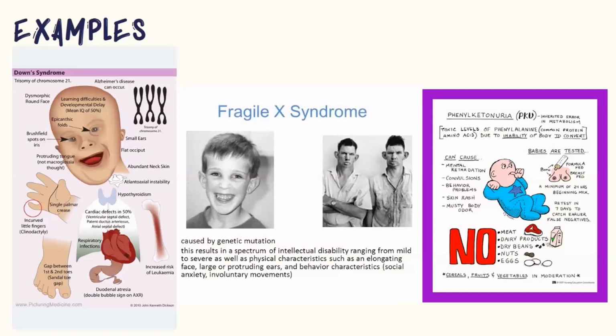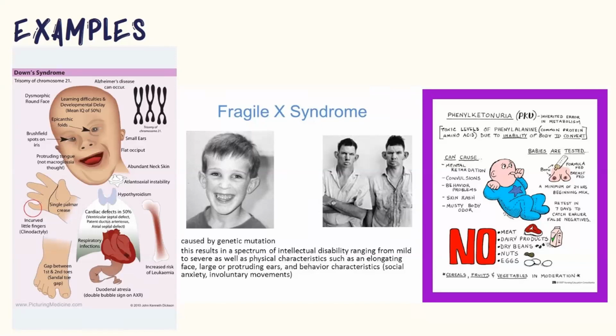So these are examples of the main causes of ID. The most common is Down syndrome, the most common known genetic cause of ID, characterized by, as you can see, dysmorphic features like epicanthal folds, small ears, and flat occiput. They also have congenital malformations like cardiac defects, and might also present with other health problems and medical conditions.